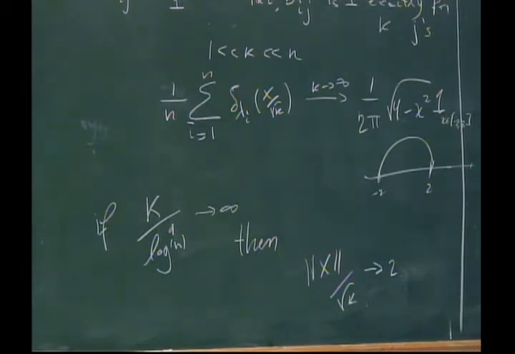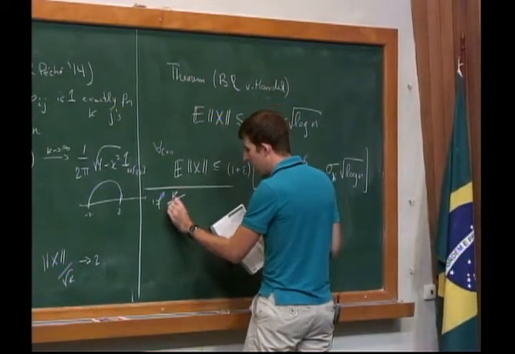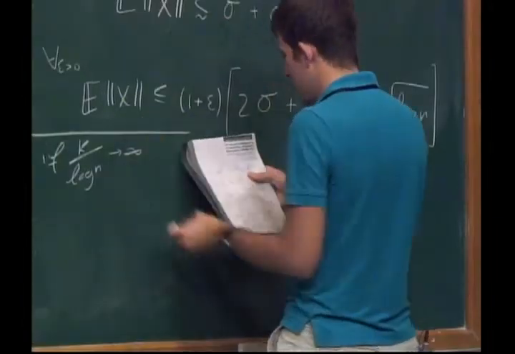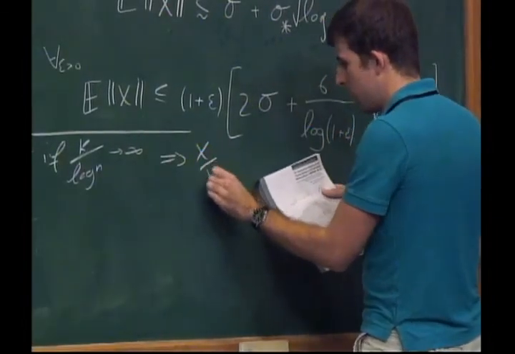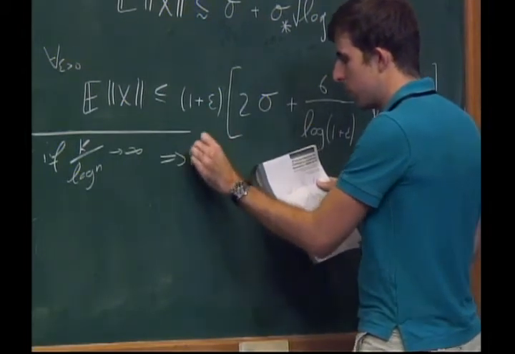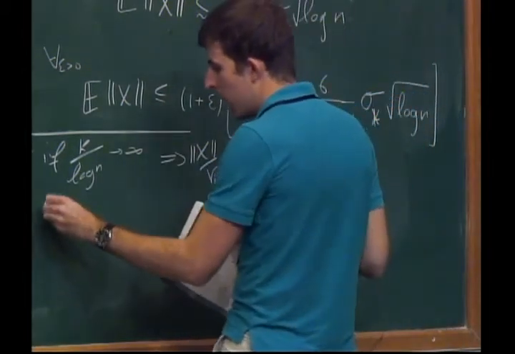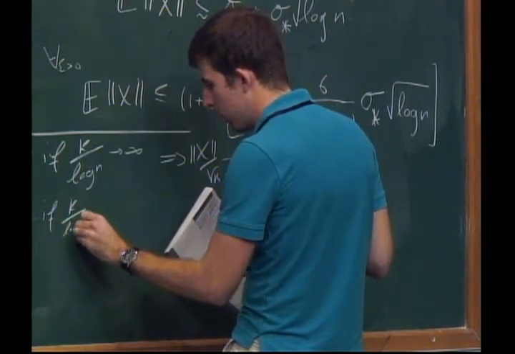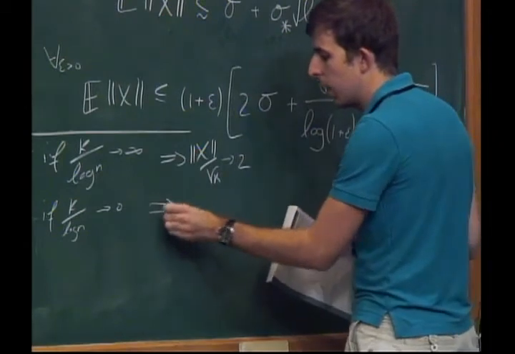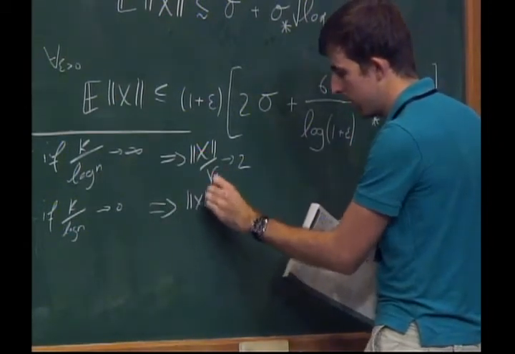And our result immediately gives, because essentially sigma is square root of k, because it's the L2 norm of a row. There's exactly k 1s and the rest is 0. And essentially, our result immediately gives the following phase transition. It says that if k over log n, just one log, goes to infinity, then indeed the spectral norm of X over square root k goes to 2. On the other hand, if k over log n goes to 0, then there needs to be an eigenvalue outside of the bulk.